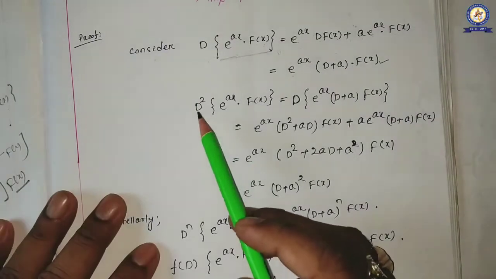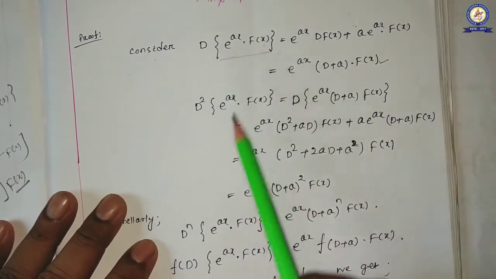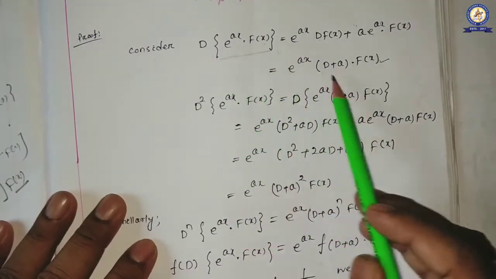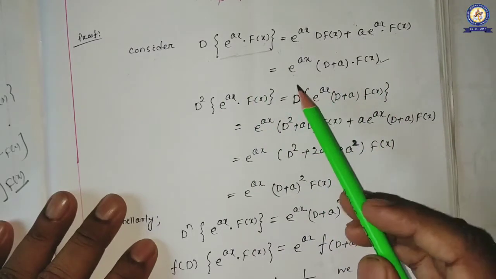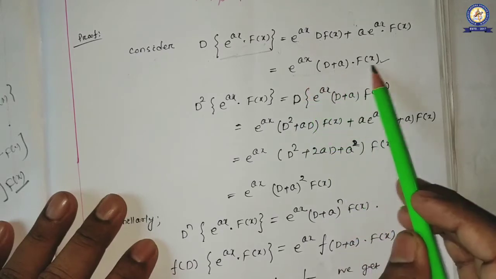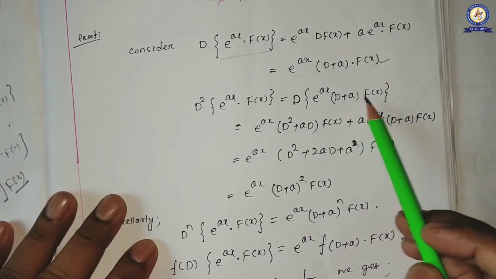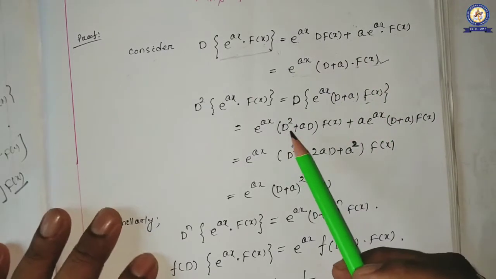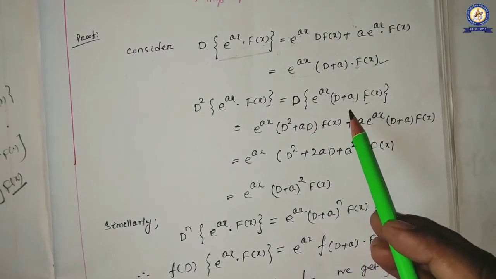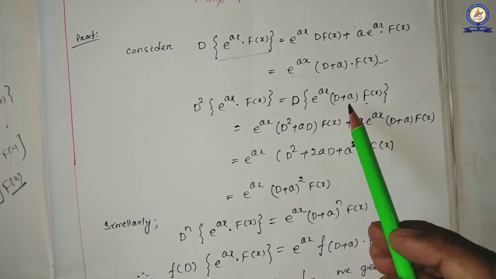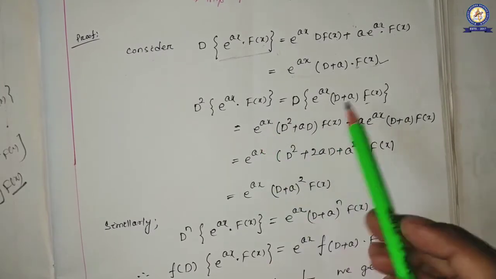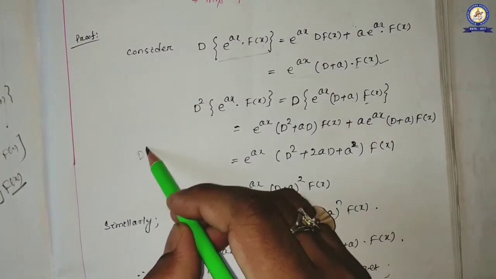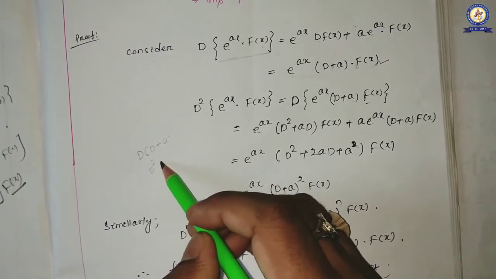Now we consider D square, the double derivative of e to the power ax f(x). Already the first derivative we found is this one, and the second derivative means D of this value, D of e to the power ax (D plus a) into f(x). This is capital F. Now here also we consider the product formula: e to the power ax, as usual, will be there, and D of (D plus a), that means D square plus aD.